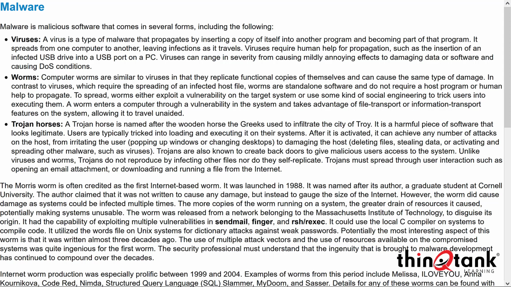So the idea is that we are tricking the host or the user into thinking that this is a valid piece of software, or a valid file, or a valid document, or a valid link, whatever it might be. Trojans do have a lot of different malicious options as well.